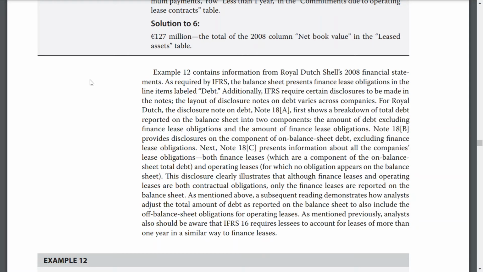Note 18B provides disclosures on a component of on-balance sheet debt, excluding finance lease obligations. Next, Note 18C presents information about all the company's lease obligations, both finance lease and operating lease. The disclosure clearly illustrates that although finance leases and operating leases are both contracted obligations, only the finance leases are reported on the balance sheet. As mentioned above, a subsequent reading demonstrates how analysts adjust the total amount of debt as reported on balance sheets to also include the off-balance sheet obligations for operating leases. As mentioned previously, analysts should also be aware that IFRS 16 requires lessees to account for leases of more than 1 year in a similar way to finance leases.